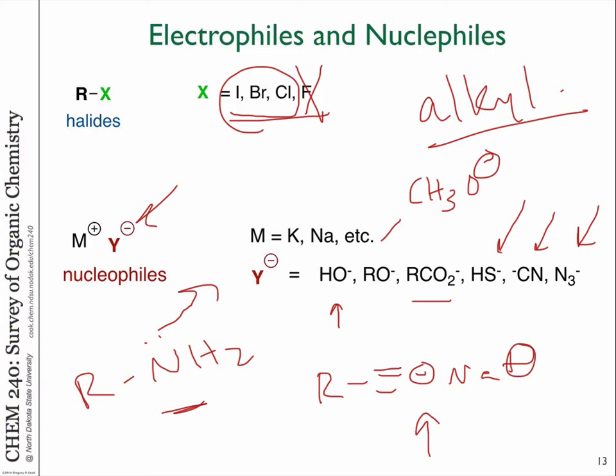It could be an alcohol. It could be many things. Anything that has lone pairs to donate, the question then is just what is the strength of that nucleophile? So as we go along, there are many different things that we can use to substitute a halogen compound for in these substitution reactions.